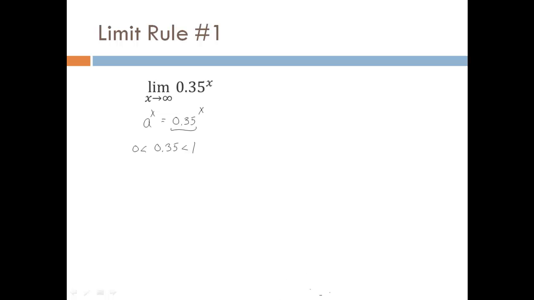What that tells me is that the limit as x approaches infinity of 0.35 to the x power is equal to 0. So this limit is equal to 0.